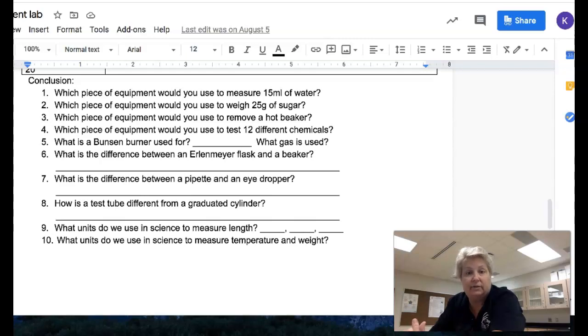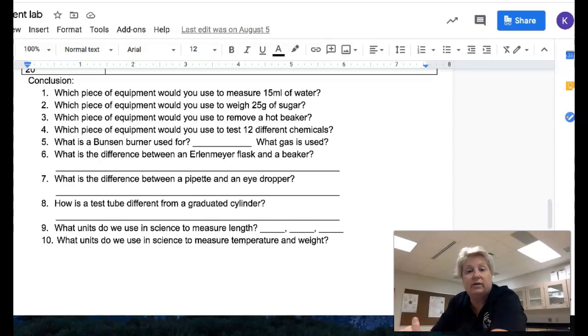Five, what is a Bunsen burner used for? It's our gas heat source, and the gas that is used is methane. Number six, what is the difference between an Erlenmeyer flask and a beaker? One difference is the shape. Erlenmeyer flask is more stable because of that triangular shape. A second difference is the fact that the Erlenmeyer flask can also hold gases, whereas a beaker cannot.